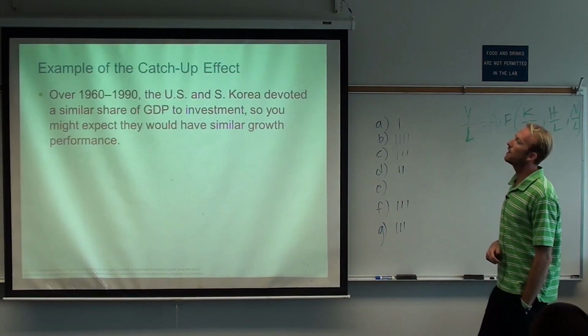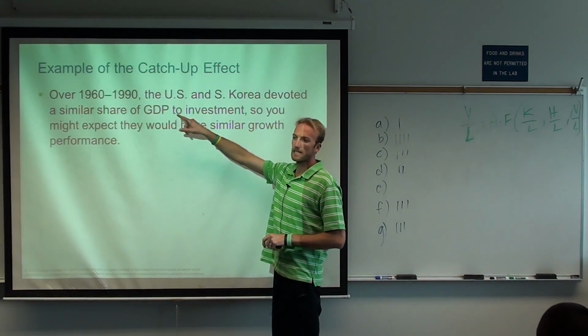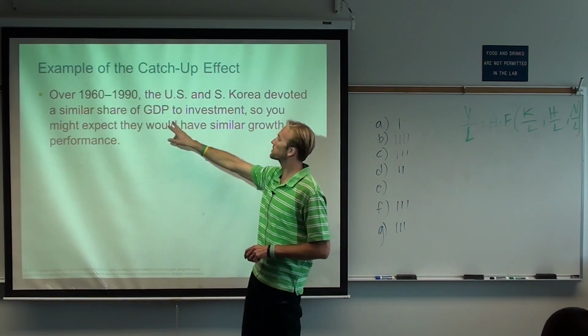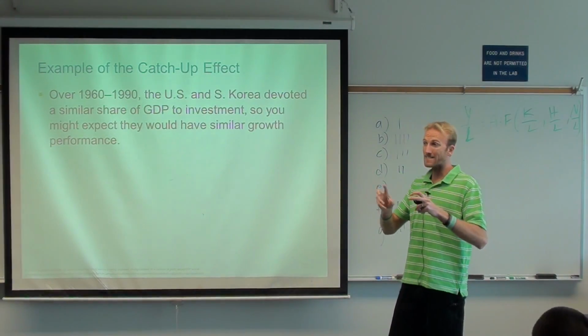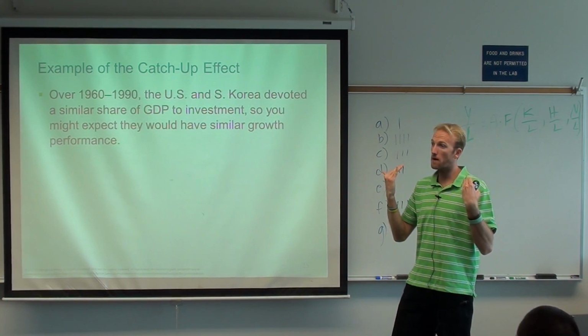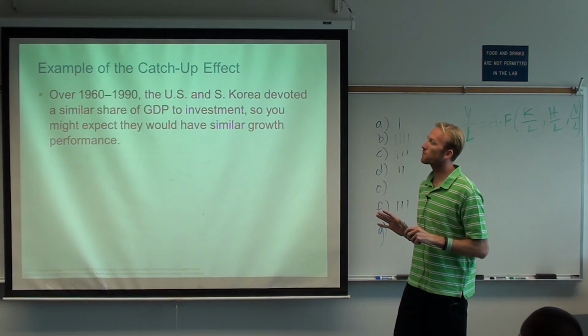So here's an example. From 1960 to 1990, over this span of 30 years, the United States and South Korea devoted a similar share of GDP to investment, meaning we had percentage-wise equal increases in K over L. So each country was devoting the same amount of money to increasing K over L, so you might expect them to have similar growth performance.